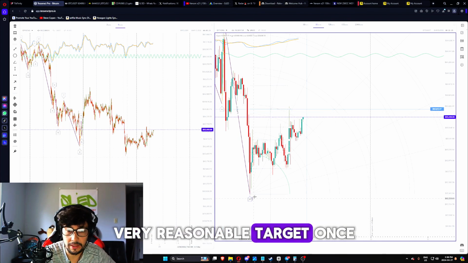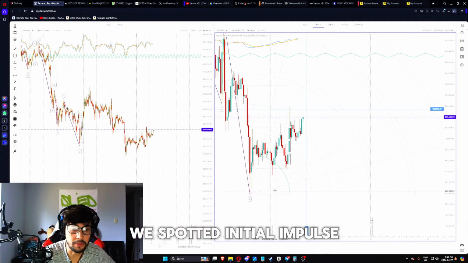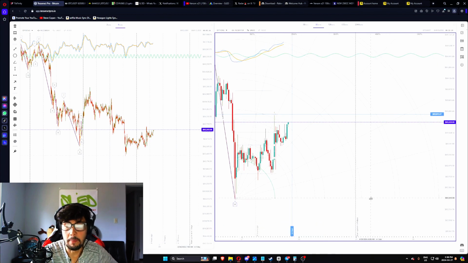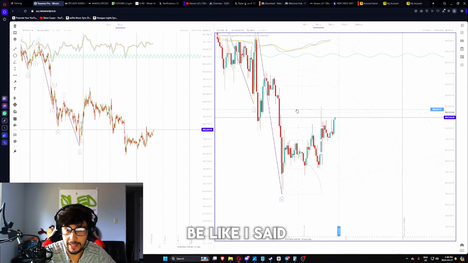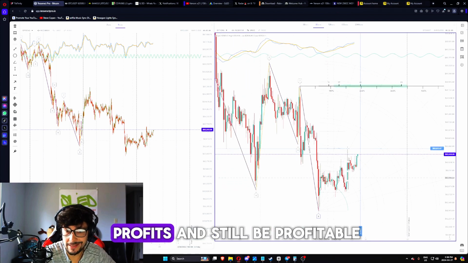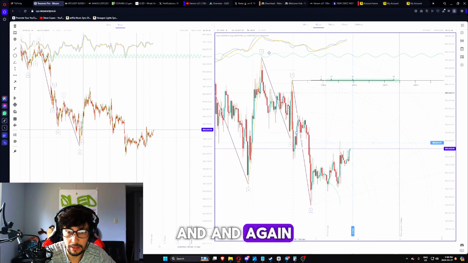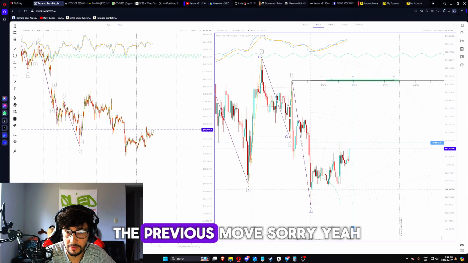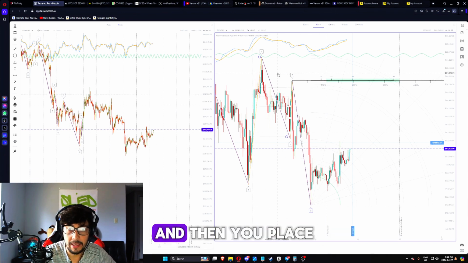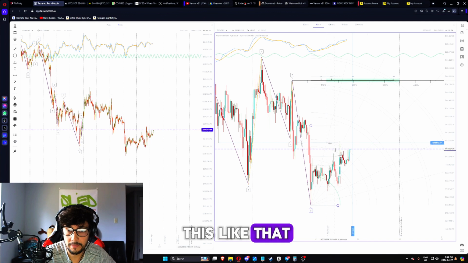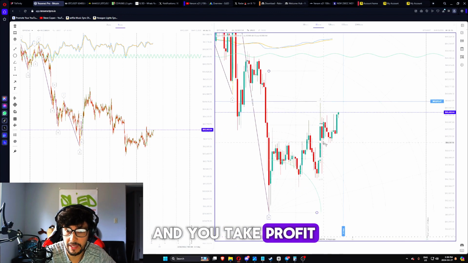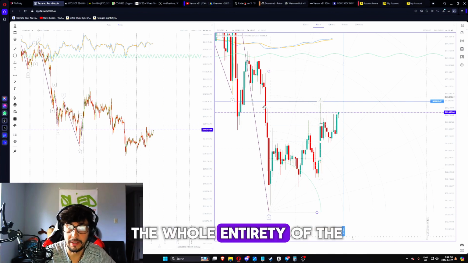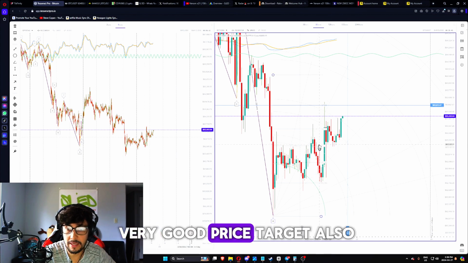A very reasonable target. Once we map this out here, we spotted the initial impulse on an 8-minute, and we mark this down as an up move. But if you want to be conservative in your profits and still be profitable, and if you want to play it riskier, you draw a fib from top to bottom of the previous move. Yeah, this is the previous move. And then you place this like that, and you take profit at 0.5, and if you want to really push it, you take profit at the entirety of the previous move. But this is a very good price target.